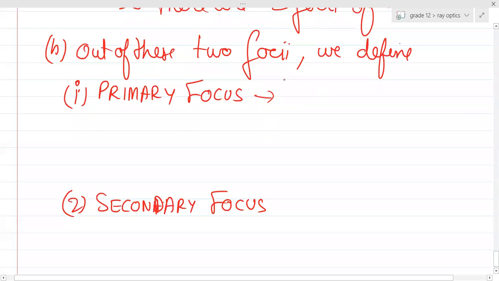If we have a convex lens, the primary focus is the point which... I'll give you a hint. Whatever focus you have learned in grade 10th, that's the primary focus. That's a hint for you.